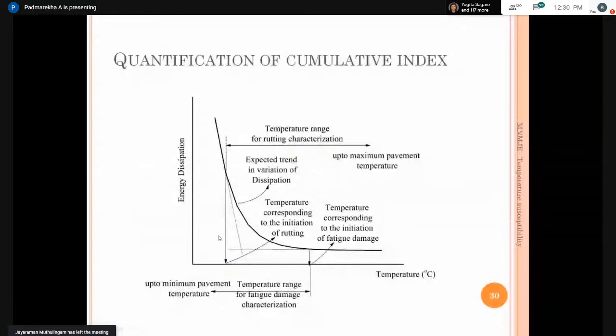We are currently working on this. Finally, we would like to rank the binders for rutting and fatigue cracking based on this. We are using modified binders and unmodified binders of different grades, VG10 and VG30 binders, and this ranking is currently in progress. So I'm done with my presentation.